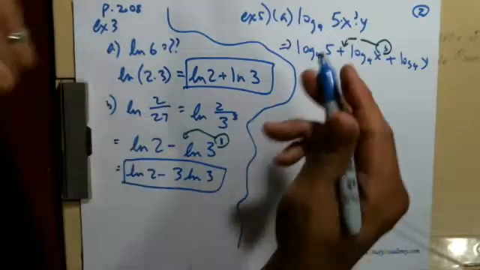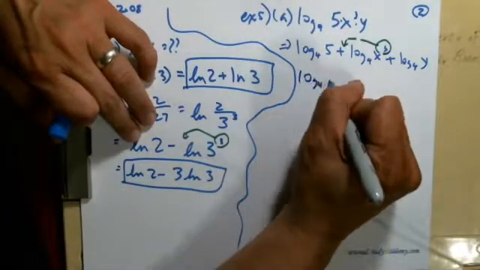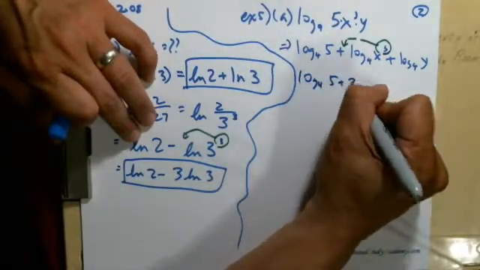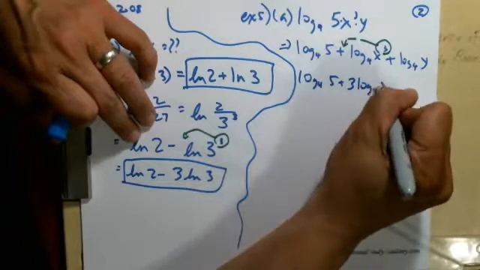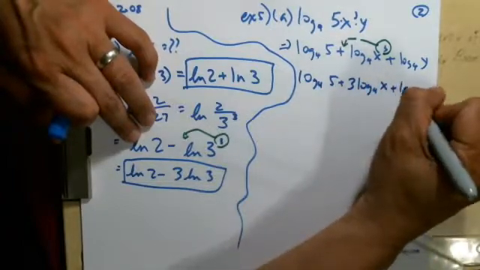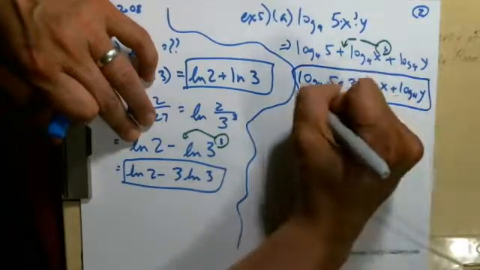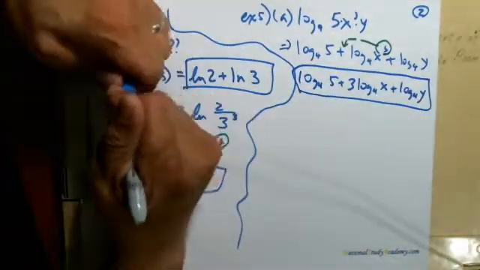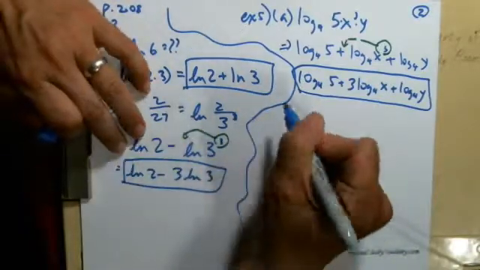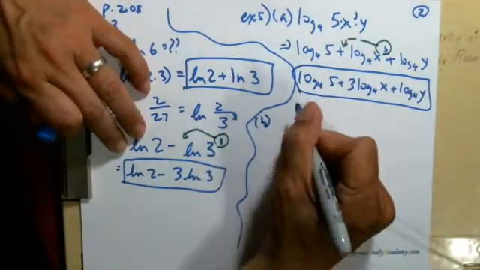And so the answer is log base 4 of 5 plus 3 log base 4 of x plus log base 4 of y. There's your answer right there, okay? That's answer 5A. How about 5B now? 5B gets a little bit tricky.